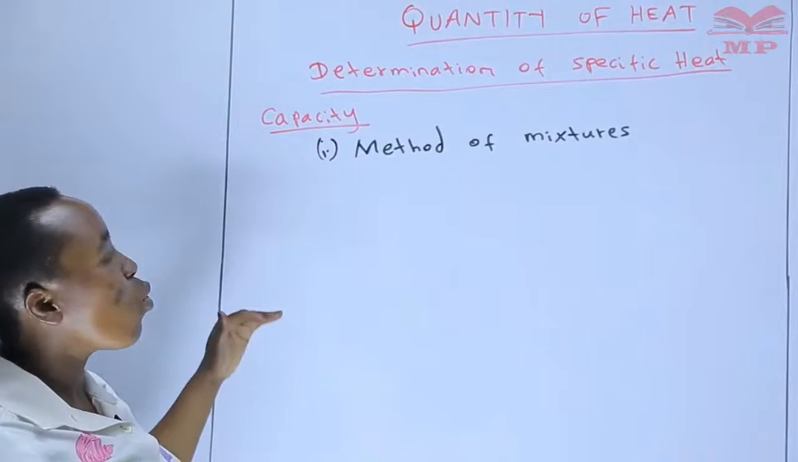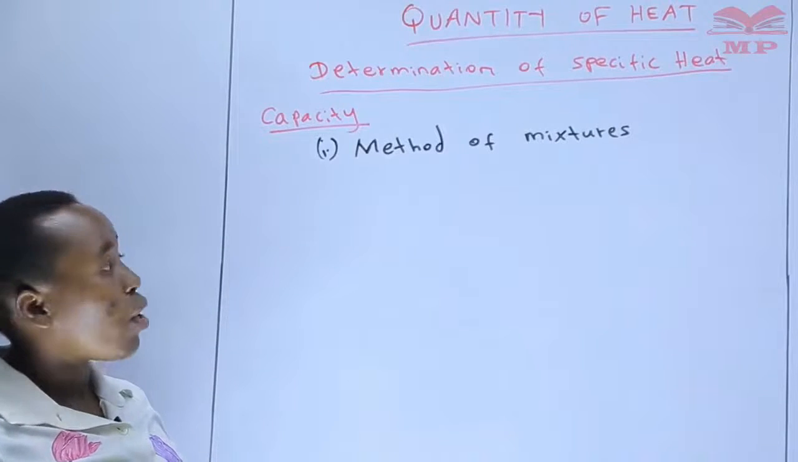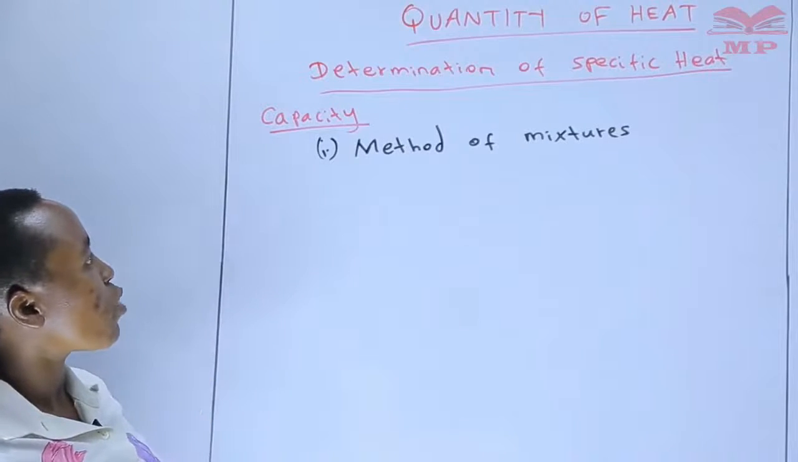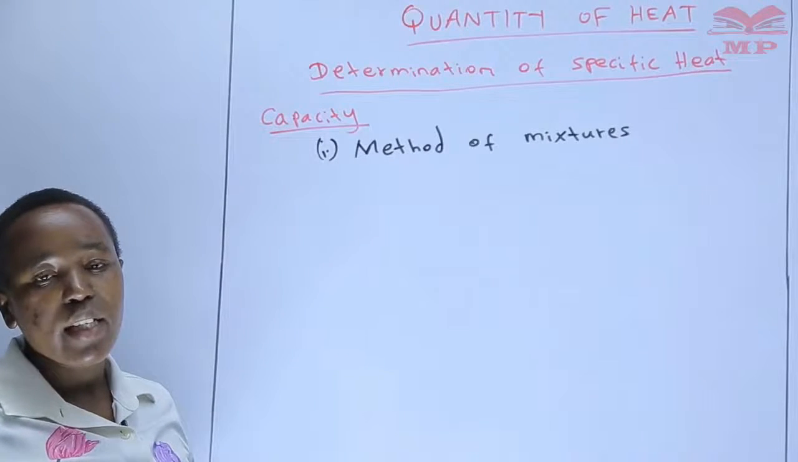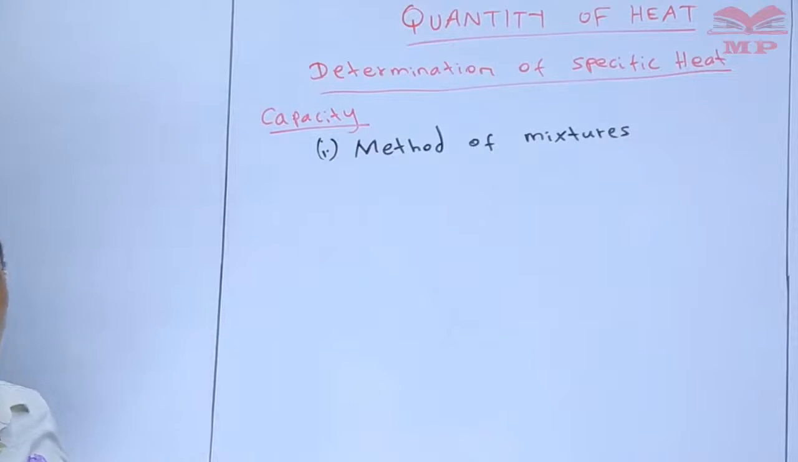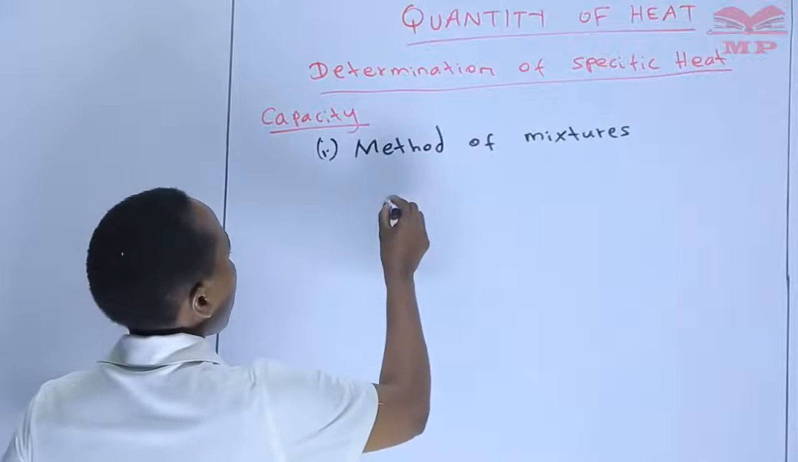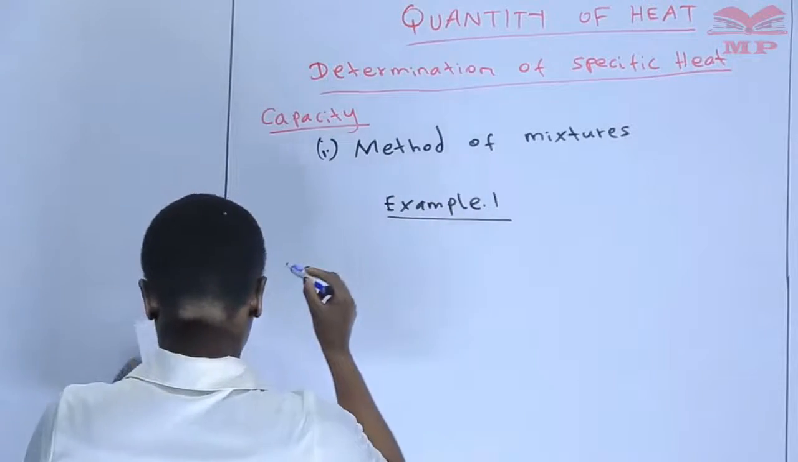So I want us to do a few examples on the determination of the specific heat capacity by the method of mixtures, so that you can see what is expected of you in questions. So we'll have 3 examples. Example 1.